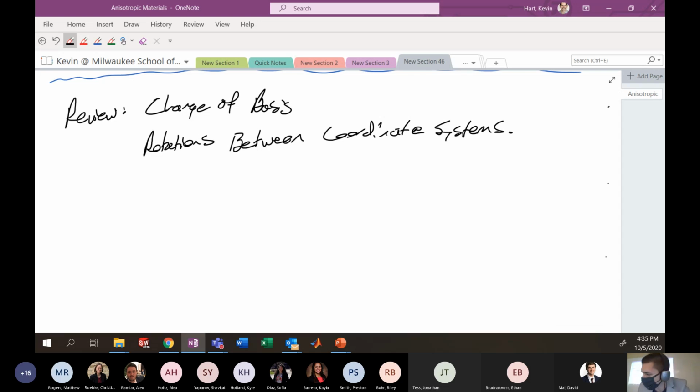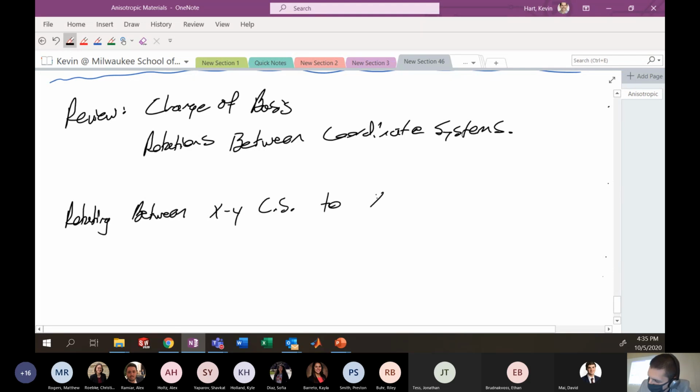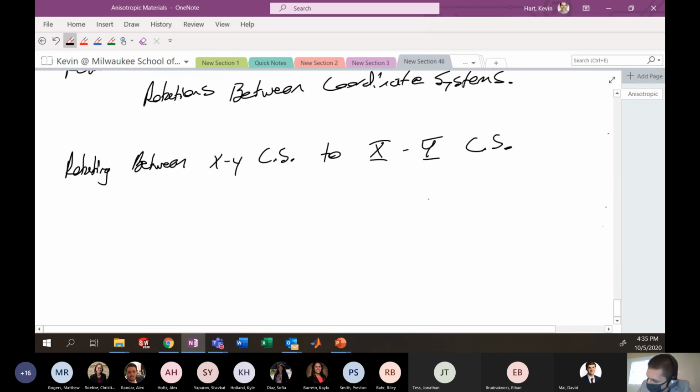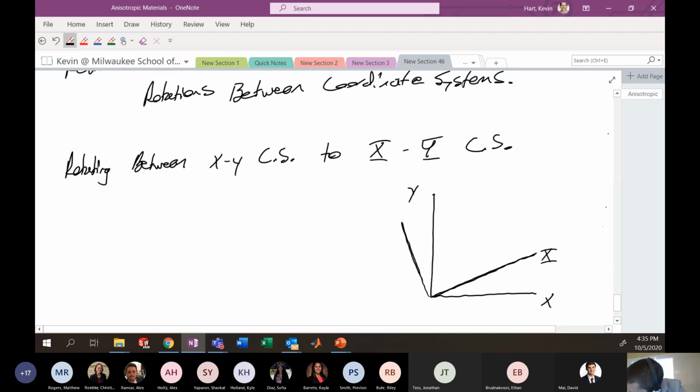Okay, so let's motivate this with an example. Rotating between a little x, little y coordinate system to a capital X, capital Y coordinate system. So we'll just review coordinate transformations. What you want to think of here pictorially is, say you have x, y, and you're interested in what's going on in your new basis system, capital X, capital Y.